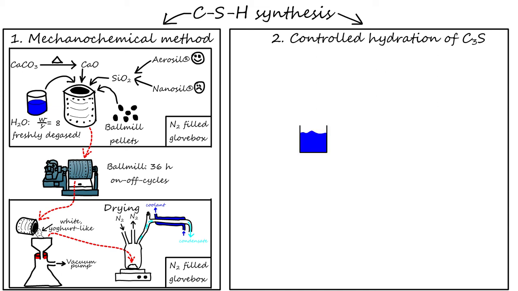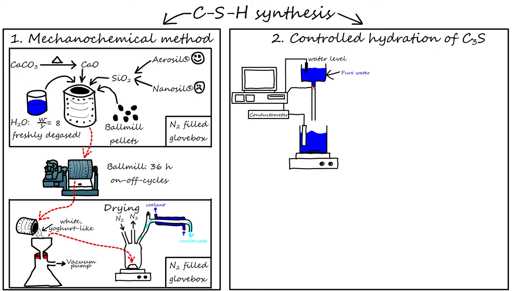It consists of a beaker which sits on a stirrer. It is controlled by a computer. A conductometer is used to measure the lime concentration in the solution. If the lime concentration increases due to the hydration of tricalcium silicate, pure water is automatically added by the computer.